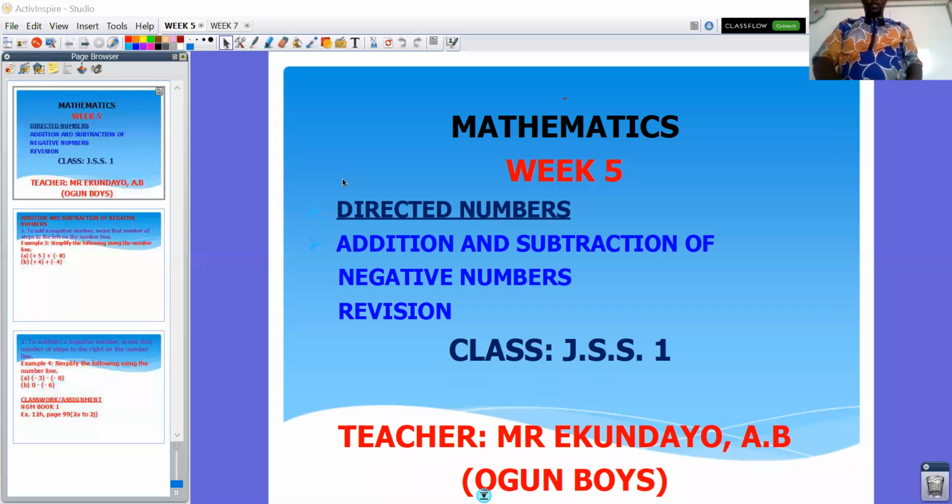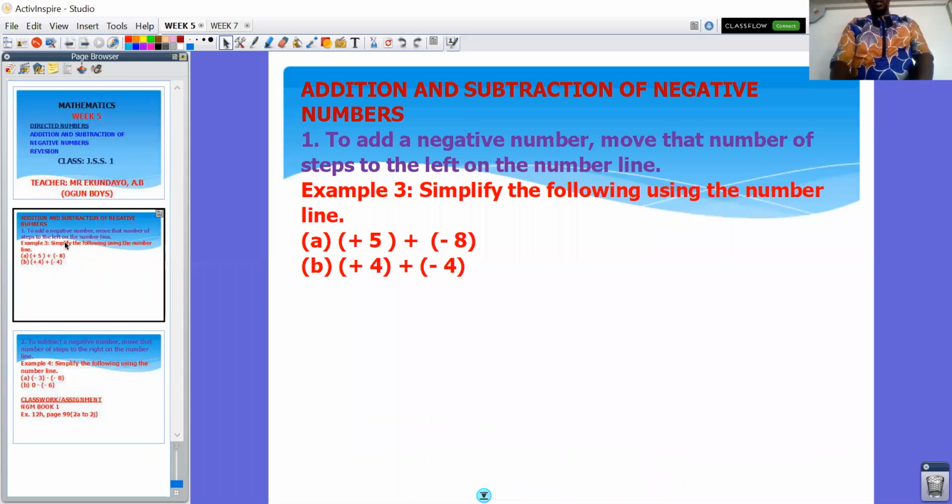Let's continue. In our last class, we looked at addition and subtraction of positive numbers. So today, we want to look at addition and subtraction of negative numbers. But before I come back to what we are doing today, as a quick recap, application of number line. When you want to add a particular positive number, you move to the right on the number line that number of times.